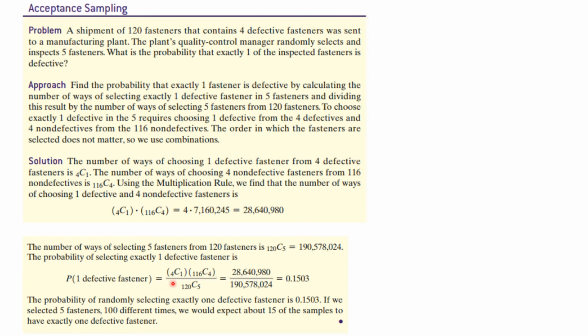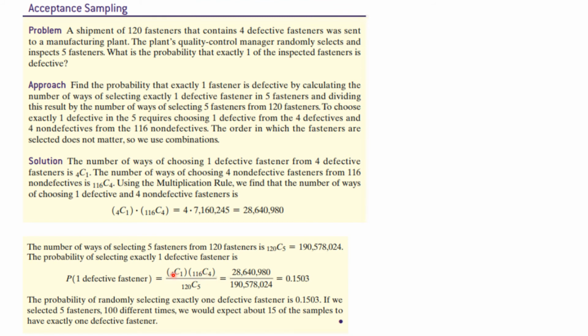Okay, so on the top, the probability of exactly one defective fastener is 4 choose 1. There were 4 defective ones, you chose one of them, so you need that. That is 4 choose 1. It makes a difference how many you have. But then we multiply that by how many ways we can choose 4 good ones. Well, 4 of them are defective, and now we're choosing good ones. So you see we're picking 5, so this is 4 choose 1. That's where you got the defective one. And this is, out of the 116 remaining, you choose 4 good ones.